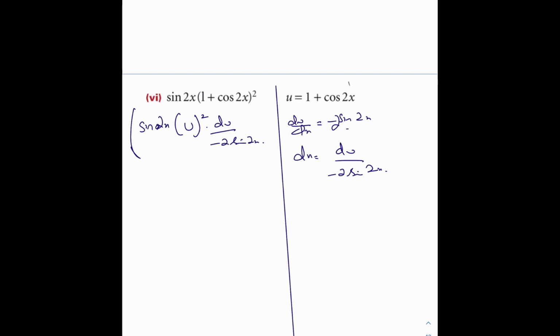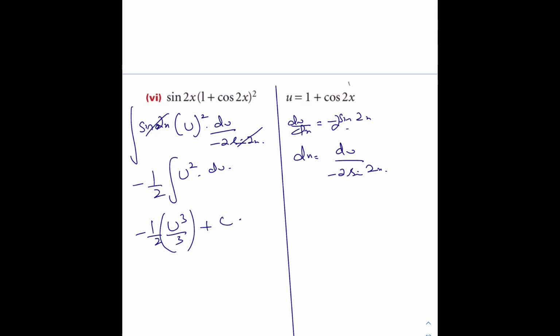Sine 2x and sine 2x will cancel out. You're left with minus 1 upon 2, I've taken the constant out, integration of u squared dot du. Now if I integrate u squared, I will get u cube upon 3, and minus 1 upon 2 stays outside, plus c. So I can give the final answer as minus 1 upon 6 u cube plus c.